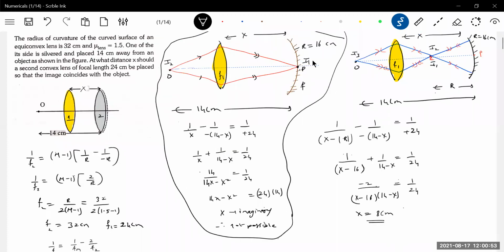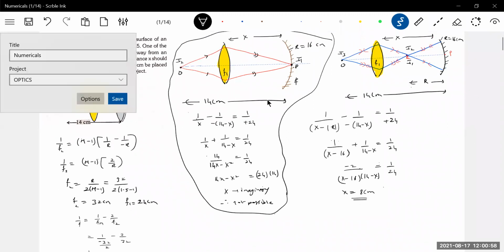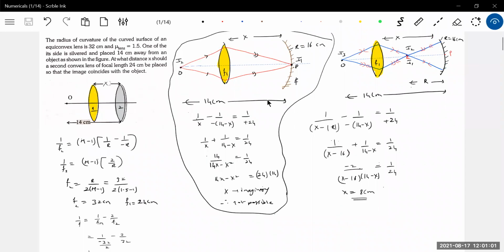These problems are very important. So the one thing, see, when a curved surface is silvered, for the image to form at the position of the object, this particular silvered lens you're going to replace with a mirror. So the rays have to retrace the path. This can happen only if the image I1 is at the pole or at the center of curvature. Finish, over. There's no second thought for you. That's the only thing you have to take care of here.